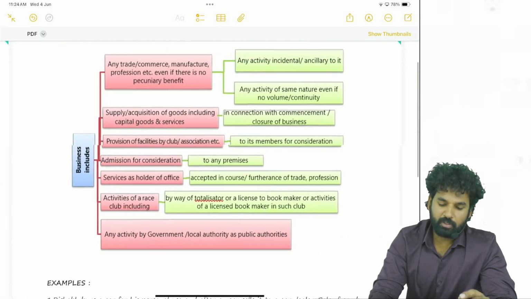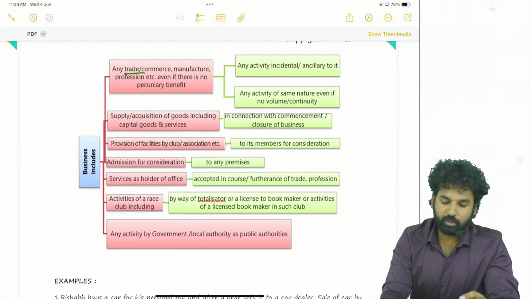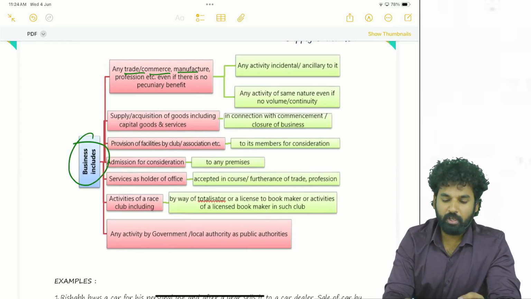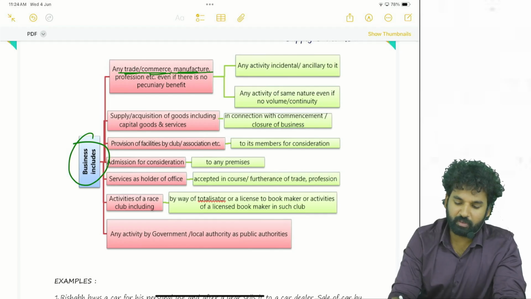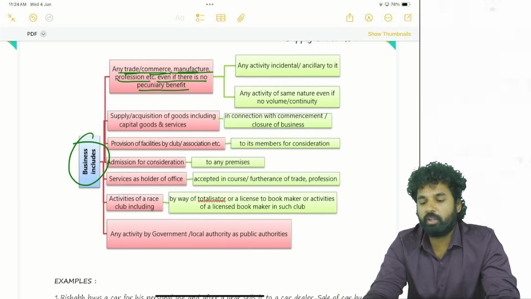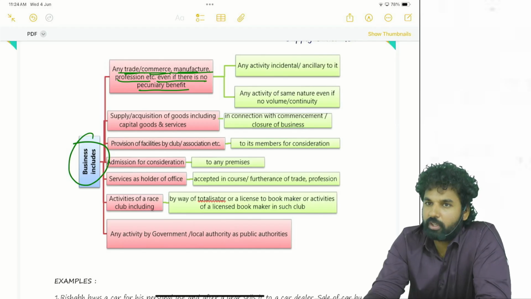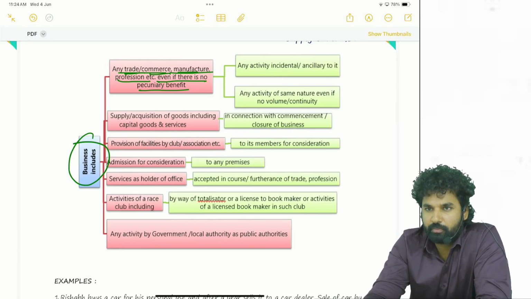See here, business includes any trade, commerce, manufacture, profession, etc. Even if there is no pecuniary benefit, even if there is no profit motive, even then it can be treated as a business. That means, say a charitable trust is running a hospital. They are charging the patients. Actually, they don't want to earn money out of such activity, but still they are doing business for their maintenance. That will be considered a business only. There is no profit motive there, but still it will be considered a business.